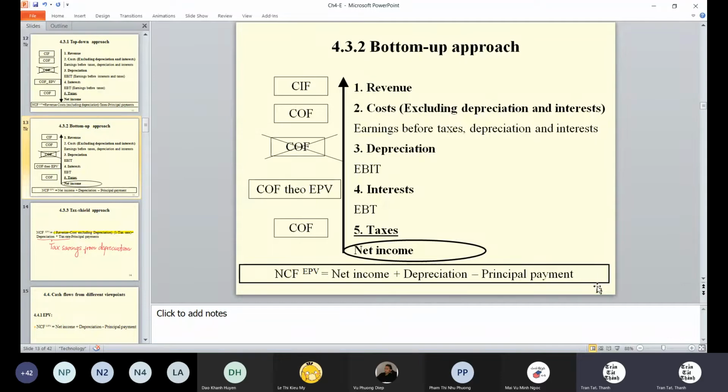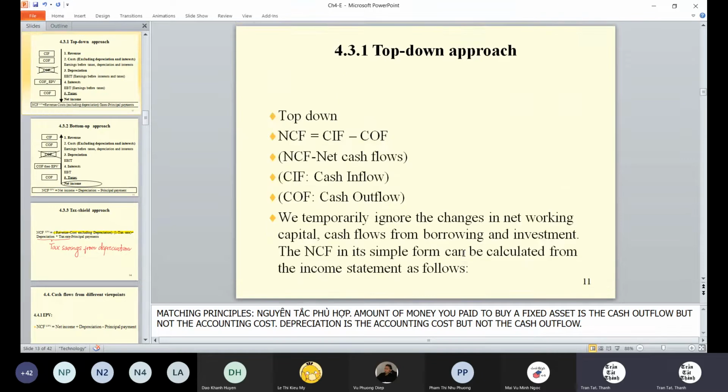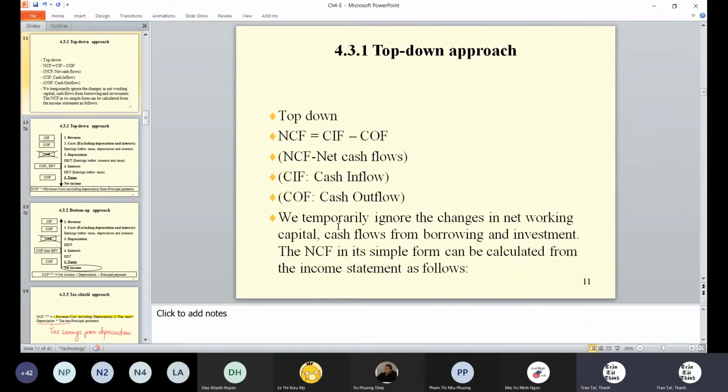They're not the complete cash flow. They're the incomplete cash flow. Why is this so? Because these items are not enough for the cash flow. You see, when we use this one, we have the assumption already. We temporarily ignore the change in net working capital, cash flow from borrowing and investment, and the net cash borrowing and investment as well. So that's why you have that kind of cash flow.